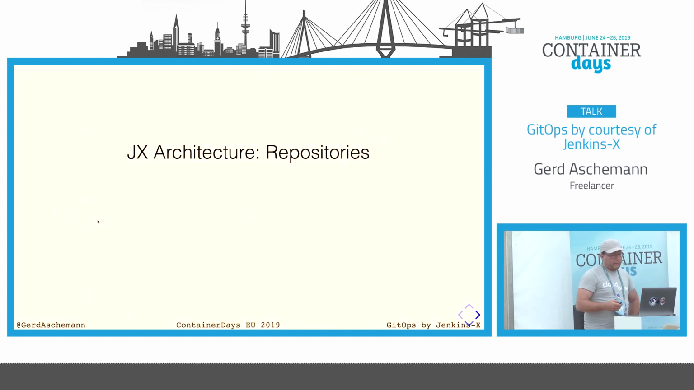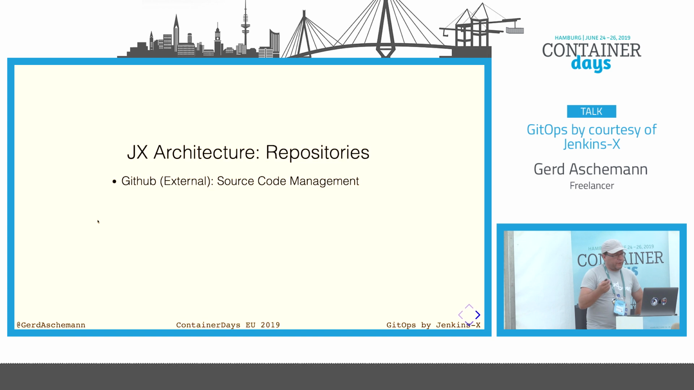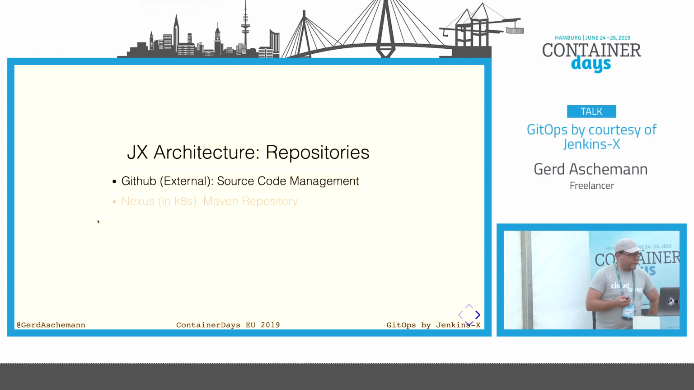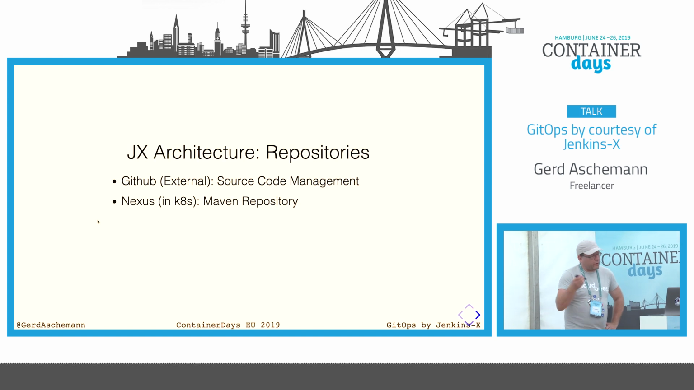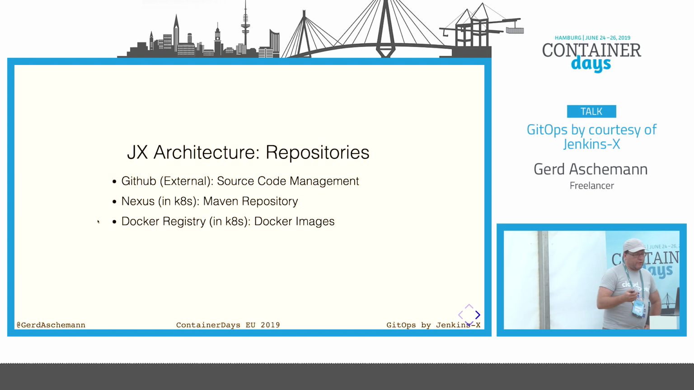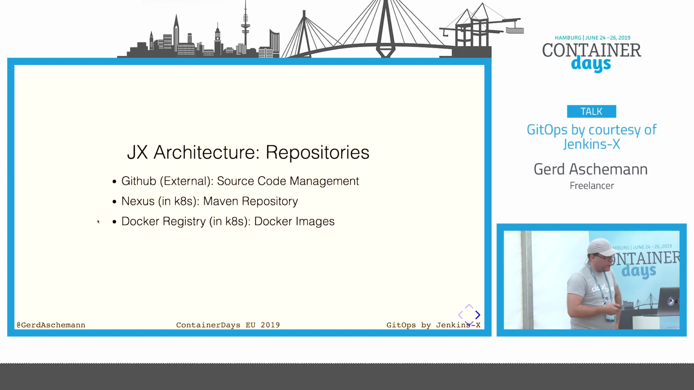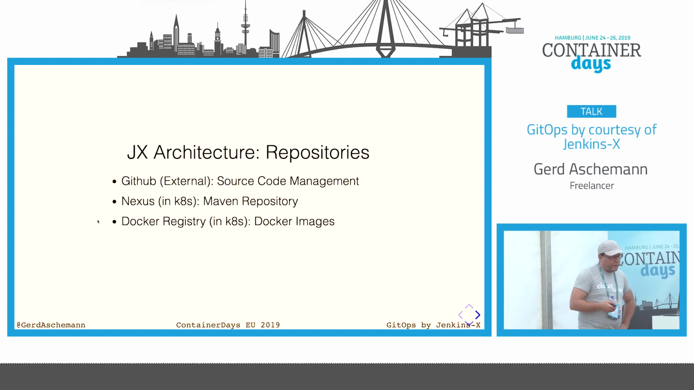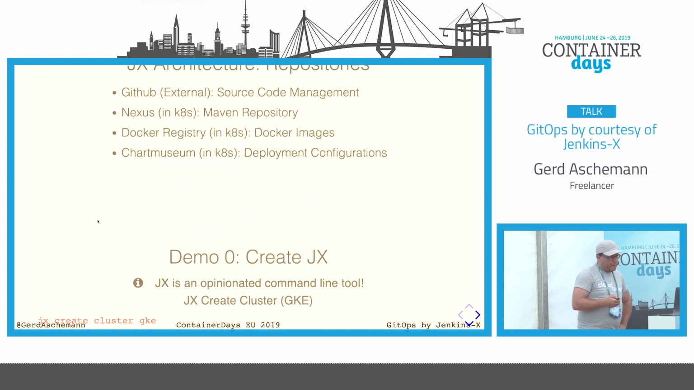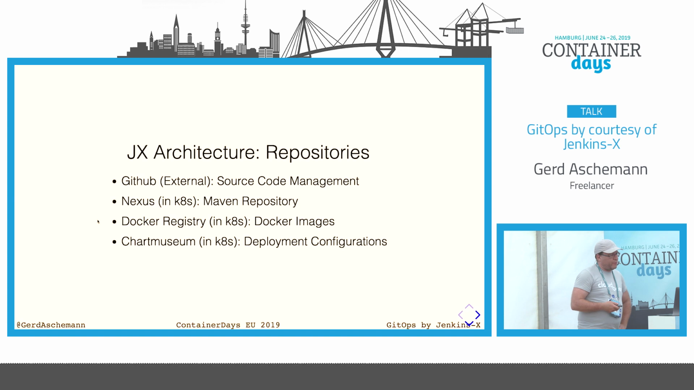So, as I said, it uses some repository. For instance, GitHub is the default, but it can also run with several other Git providers. It sets up a Nexus. It could also run with Artifactory, but the default is Nexus. It starts a Docker registry. If there isn't a registry provided by your cloud provider, it starts the ChartMuseum, etc., and sets up all of these tools and all of this infrastructure.